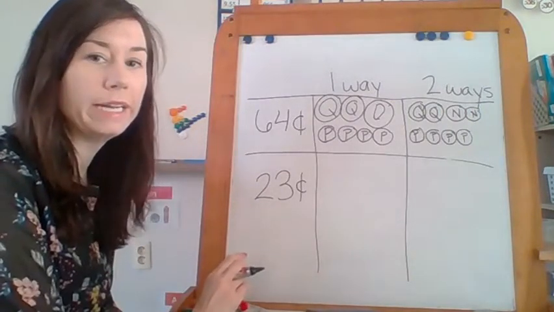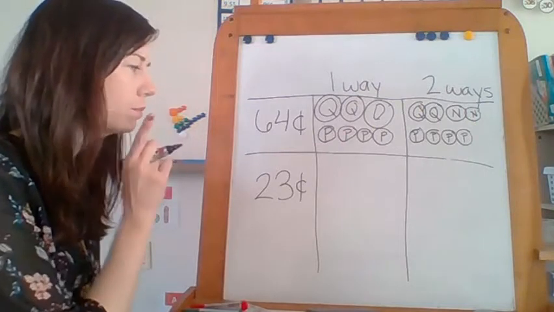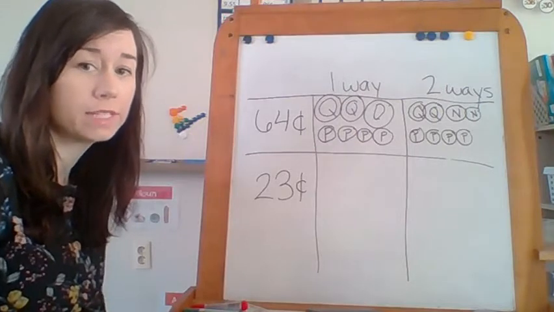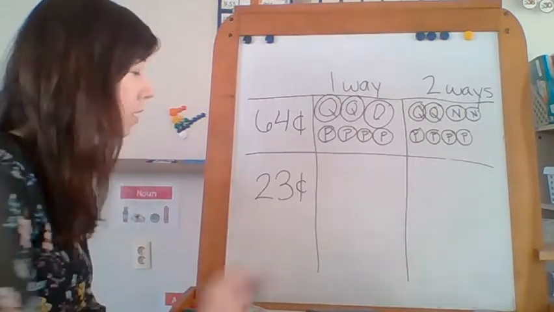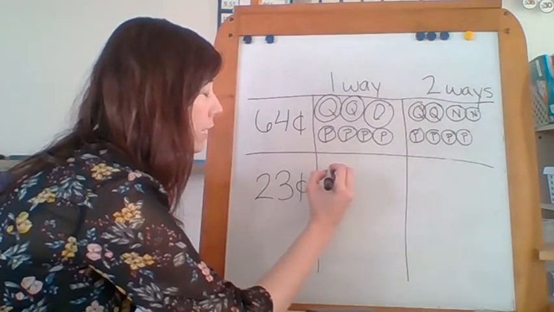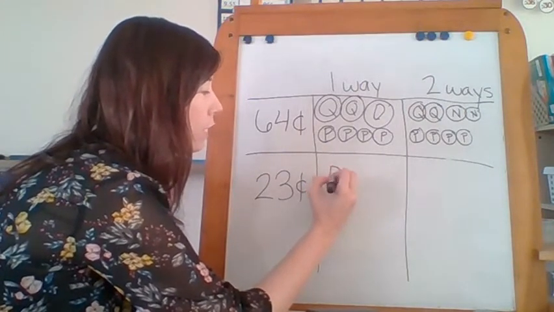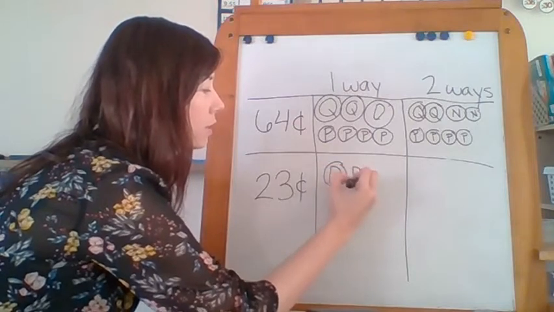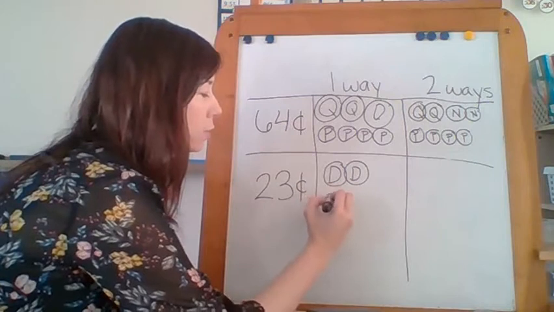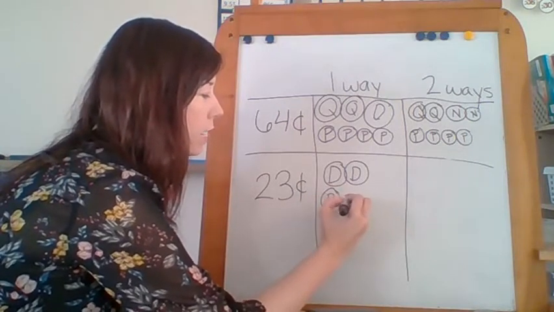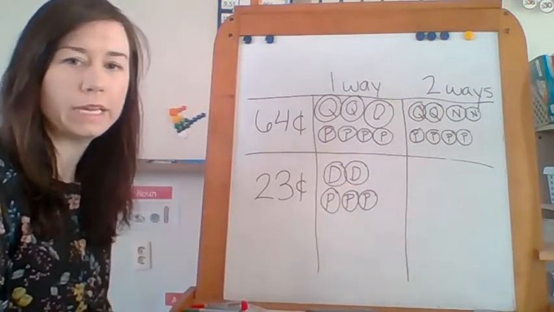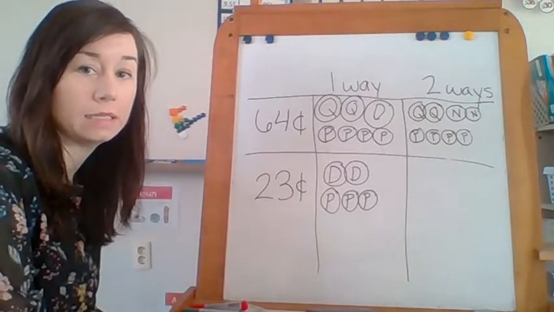Here I have 23 cents. Well, I can't use a quarter because the quarter is 25 cents, and that's too big. So I need to think of what will get me close to 23. I know if I add 2 dimes together, that would be 20. And then the smallest coin I can use right now is pennies. So I have 2 dimes and 3 pennies to make 23 cents.